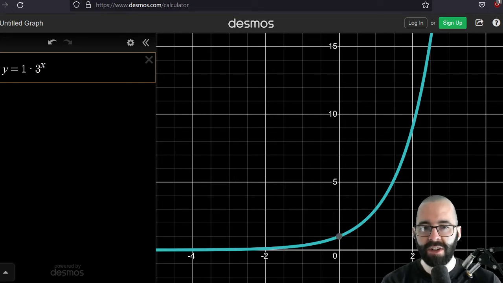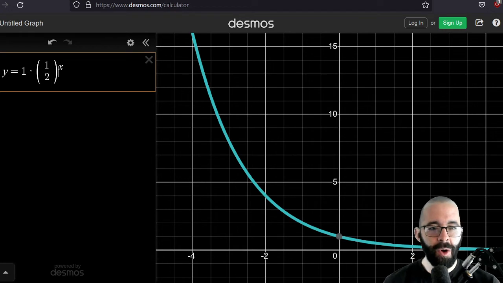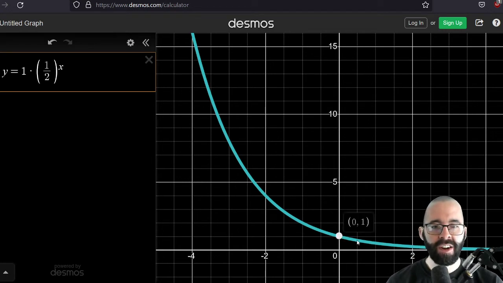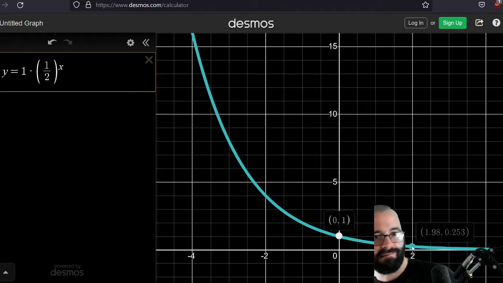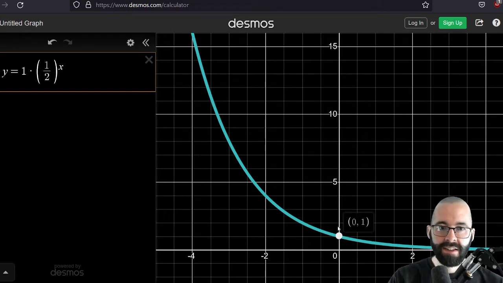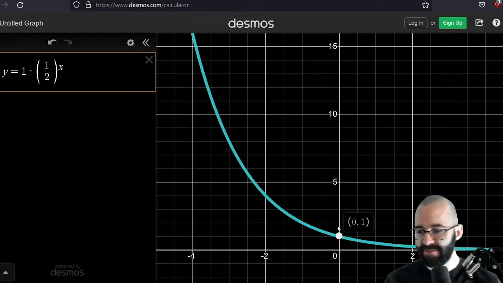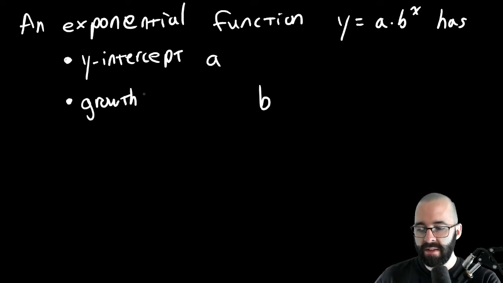What if this is a fraction, like 1/2? If it's 1/2, will we keep halving? Oh, interesting. We start at 1, so we move 1 unit to the right. We're half of what we used to be. Another unit to the right. We're half of what we used to be, 1/4, and vice versa. Okay, so yeah, this would be decay. Excellent. So b is that growth rate. Sometimes it's also called the decay rate.